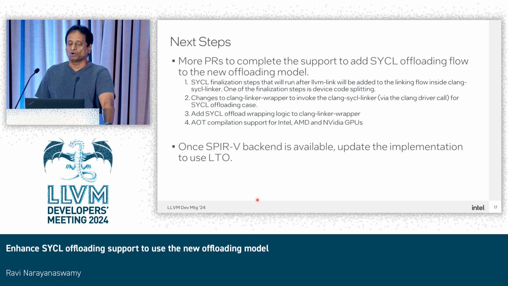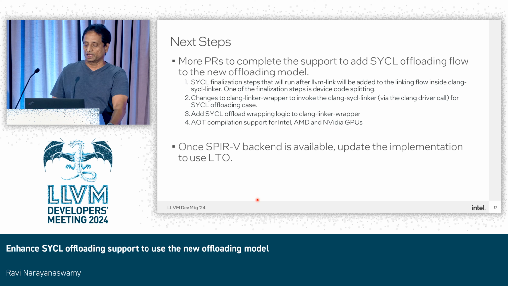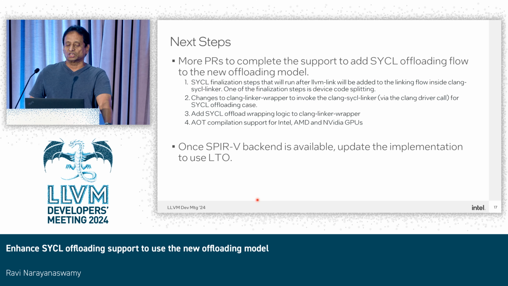And then we want to also support, right now we don't have AOT support for any of the targets. We have only a JIT for Intel. We want to add AOT support for Intel, AMD, and NVIDIA. And once SPIRV backend is available, we're going to update that to use the SPIRV and get rid of some of the tools, and also use LTO. And that's it.